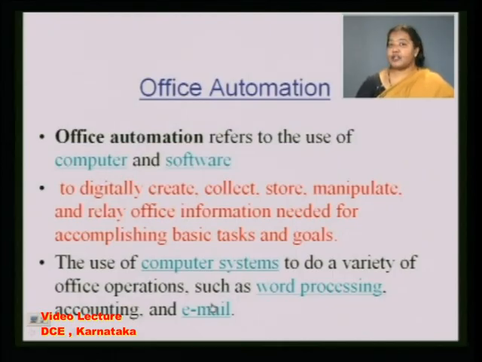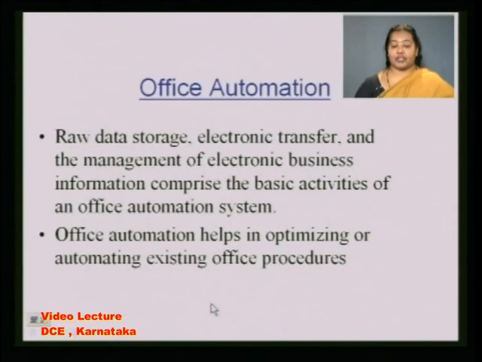So what is office automation? It is the usage of computer and software. By doing this, what is the advantage? So what are the advantages of office automation? It will help in raw data storage. That is, now in your college office, all your records can be stored in the computer. So that is called raw data storage.